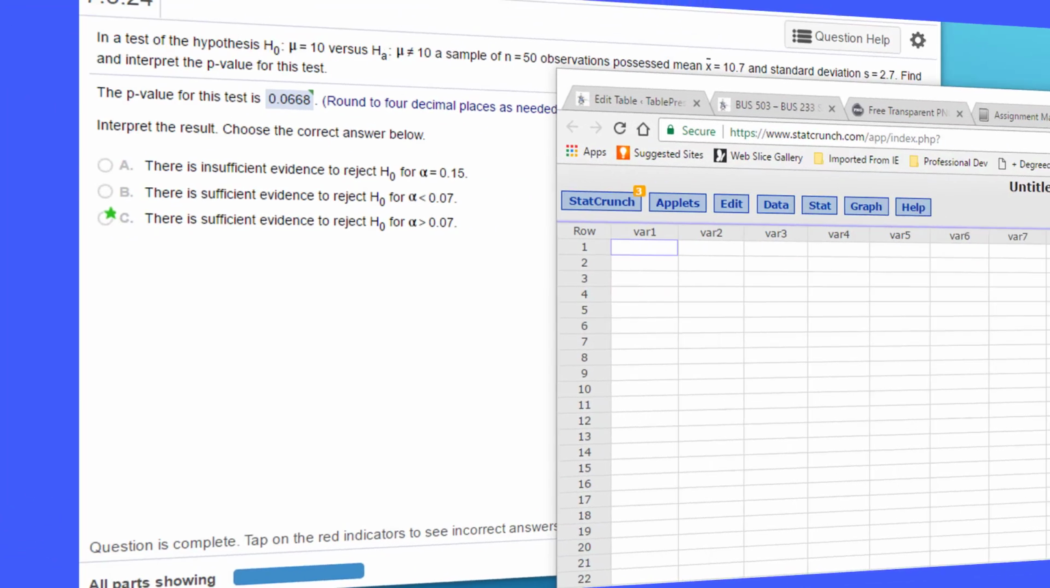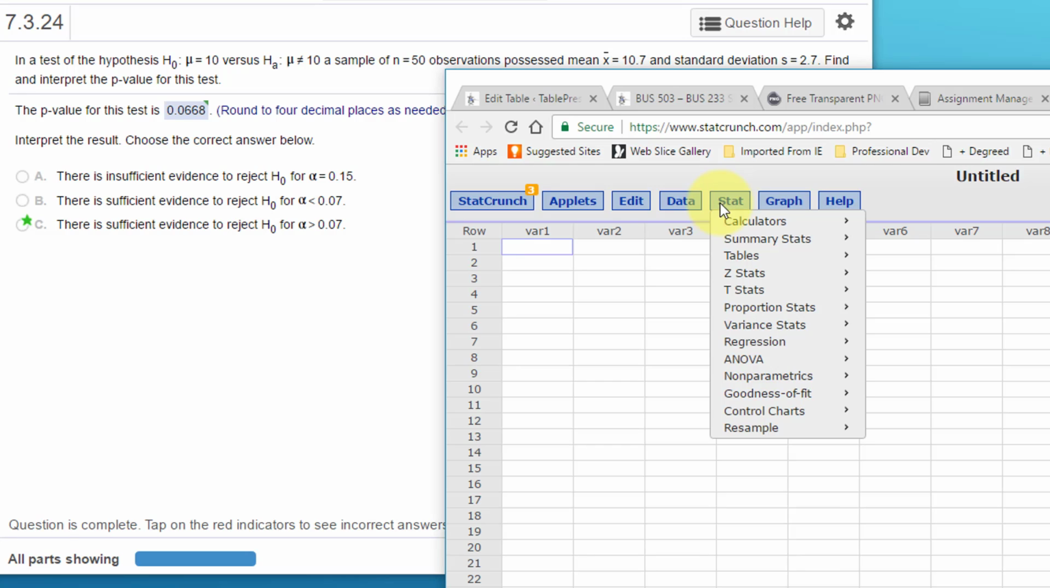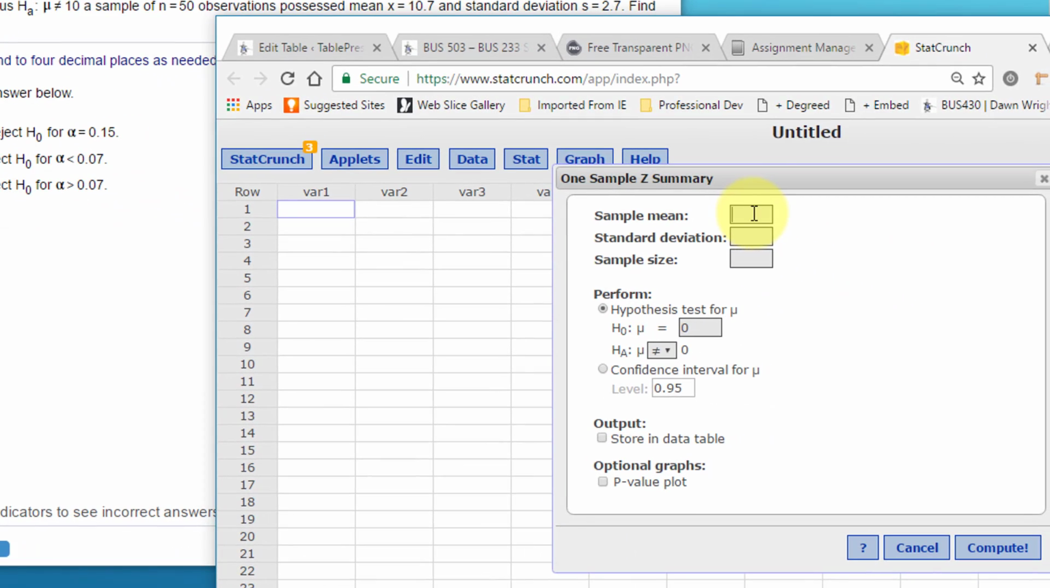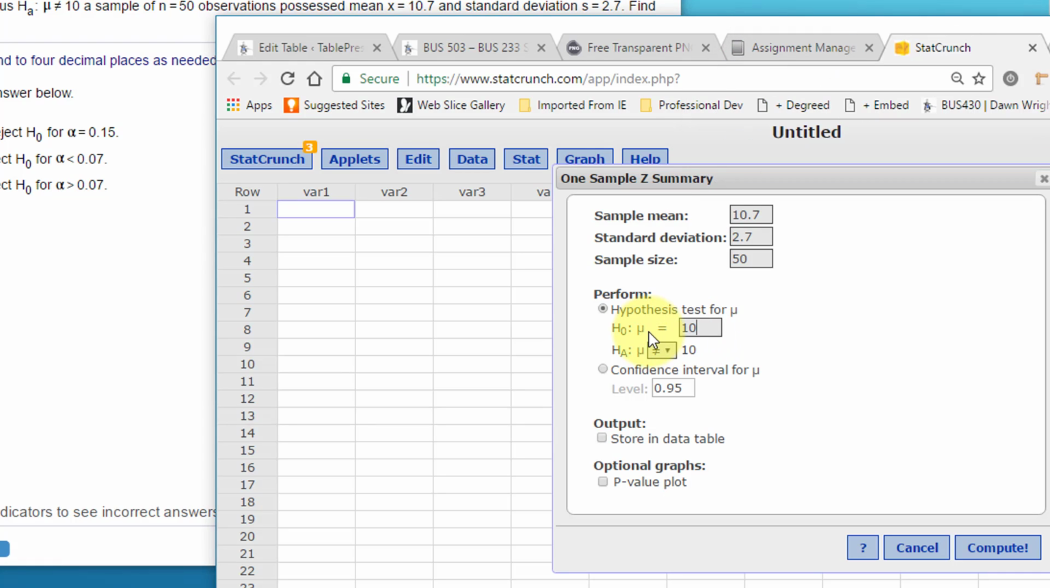So let's see. I brought up StatCrunch, and I'm going to run the test both using a z-test and a t-test, just so you will learn what's going on here. First of all, let's go with the z. We go to Stat, Z Stats, One Sample with Summary, since that's what we have. Our sample mean is 10.7, our standard deviation 2.7, and our n is 50. We want our null to be mu equal 10.